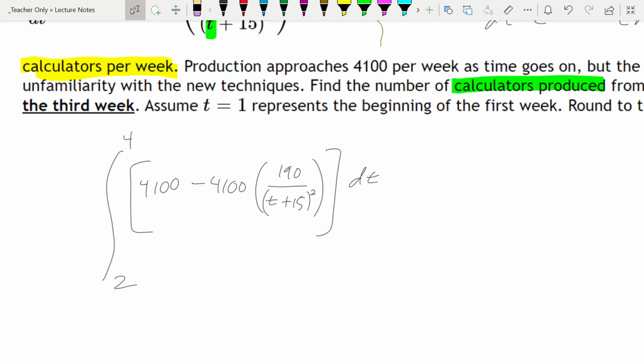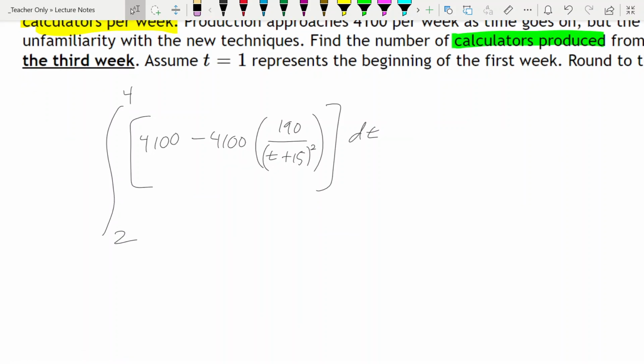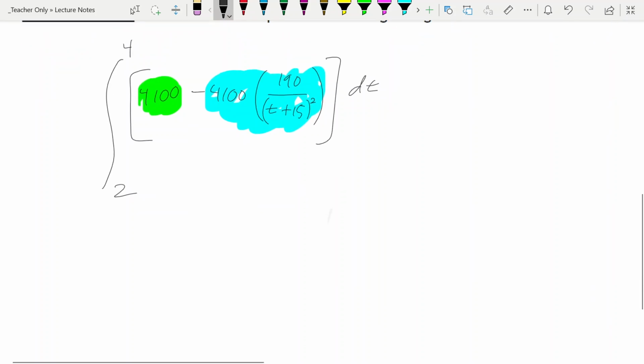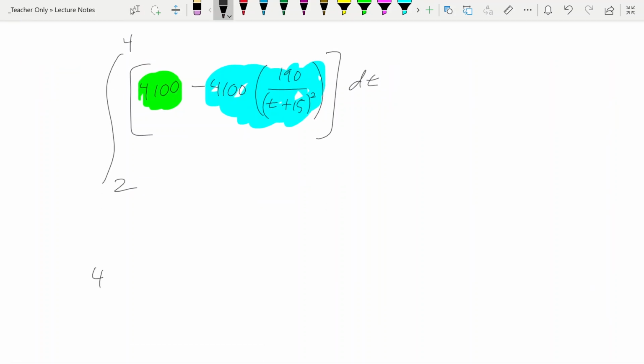So we're going to go ahead and break this up into 2. Well, we can kind of leave it. Just remember we have 2 separate problems because we have the subtraction in the middle, right? So we're going to think of this as one antiderivative and this is a second antiderivative, right? Okay, now for the first one, the antiderivative of 4,100 would just be 4,100 t evaluated from 2 to 4.